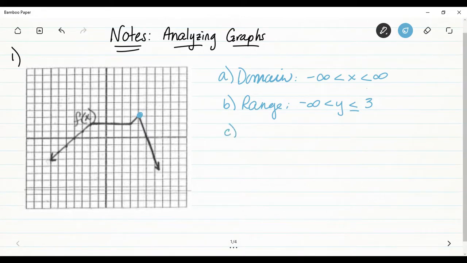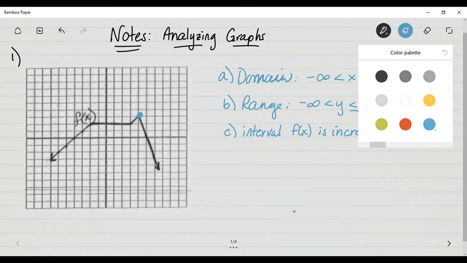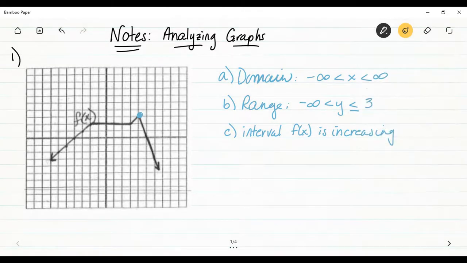Part C of this, we are looking for the interval where f of x is increasing. As we've looked at before, increasing intervals are where, when we read a graph from left to right, our graph is going up. So if we were tracing over this picture, starting on the far left, we'll see that we are actually going up until we hit this particular point. So that function is increasing.